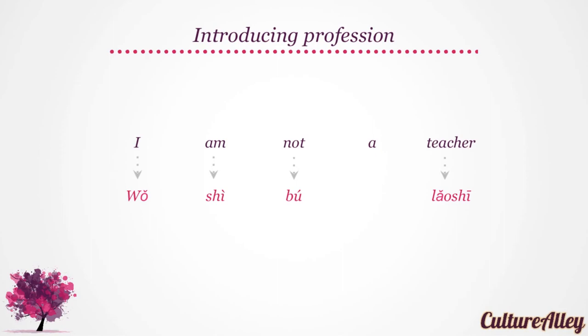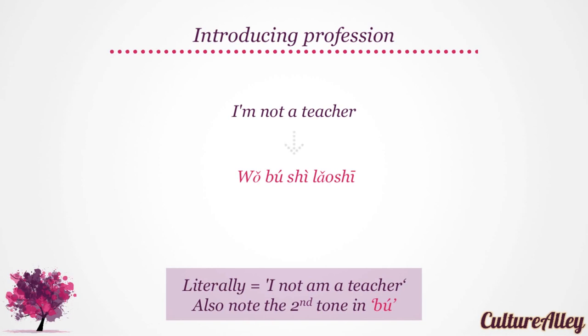Let's try one. Here's the breakup for I'm not a teacher. I translates to 我, am becomes 是, not becomes 不, and teacher translates to 老师. Thus, I am not a teacher is translated as 我不是老师. That literally translates to I not am a teacher. Please make a note of the second tone on 不 as well.